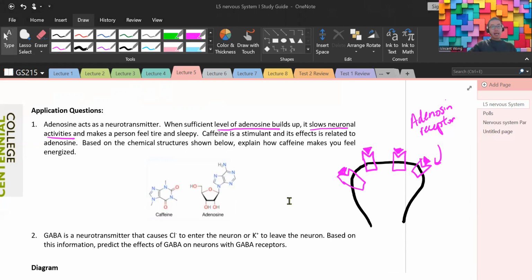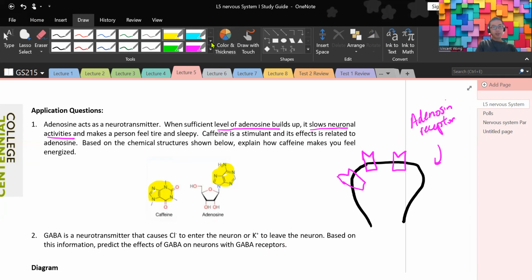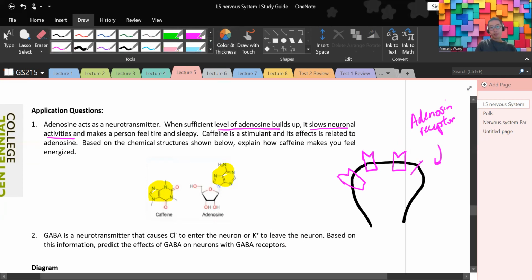Sorry about that. Do you see any resemblance between the caffeine and the adenosine? I hope so. You can see that this part here is very similar to that, right? So when you drink caffeine and you flood your system with it, caffeine can actually cross your blood-brain barrier and go to your brain. So this is your adenosine, and the caffeine looks very similar. It also has that little triangle part, for example.